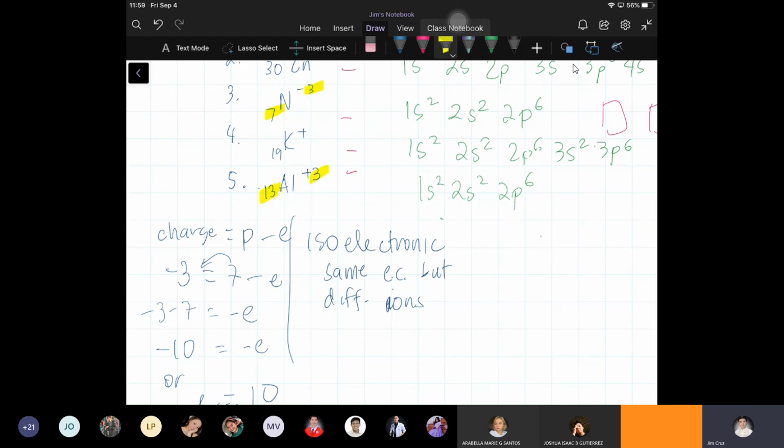And if the electron configurations are the same, you have an isoelectronic species. Iso meaning same, electronic, yung electronic configuration. Same electronic configuration. Ayan, so do you have any more questions? Or okay na tayo?